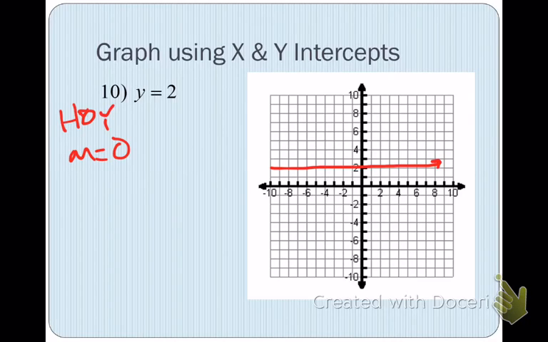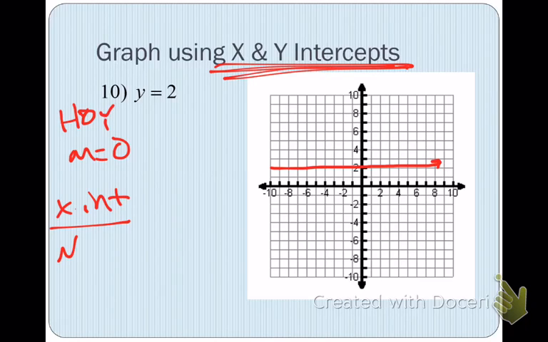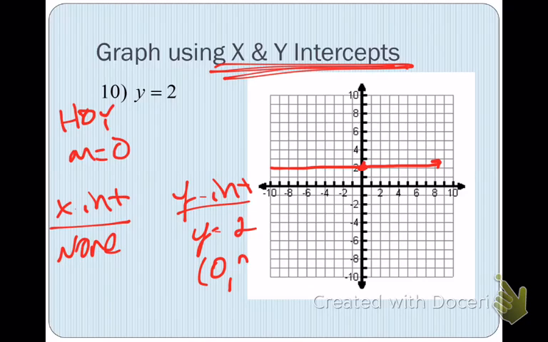Now, using the x and y intercepts. Well, for the x-intercept, well, it's a horizontal line. There are not any x-intercepts. So you can't use them. The y-intercept is where you're supposed to cover up the x, but there is no x. So you just get y equals 2. So it's going to touch the y-axis at 2. And so your y-intercept is 0, 2.